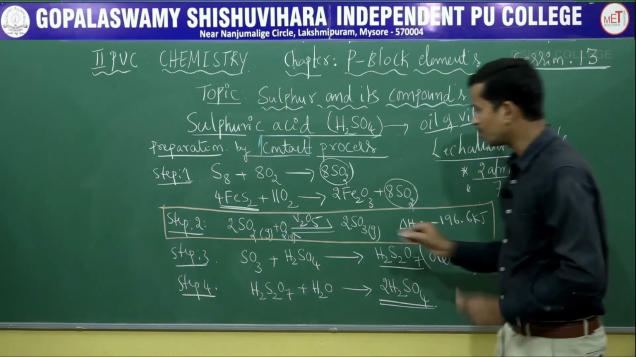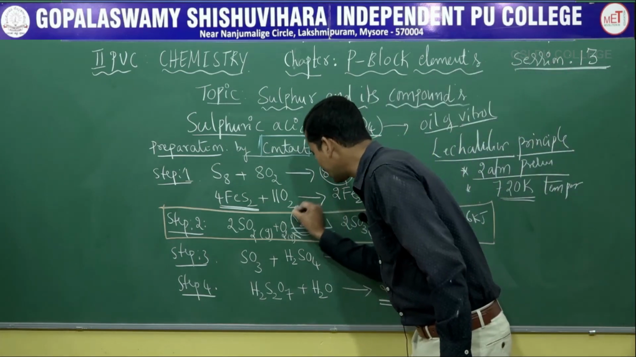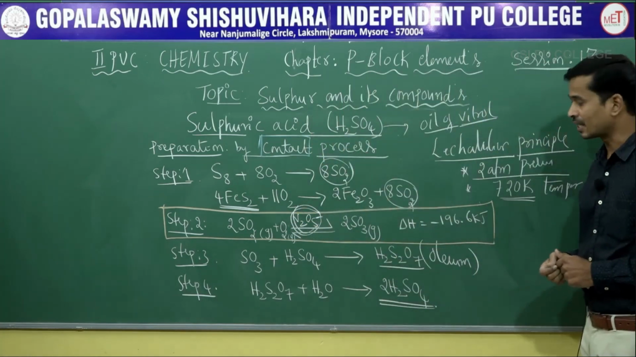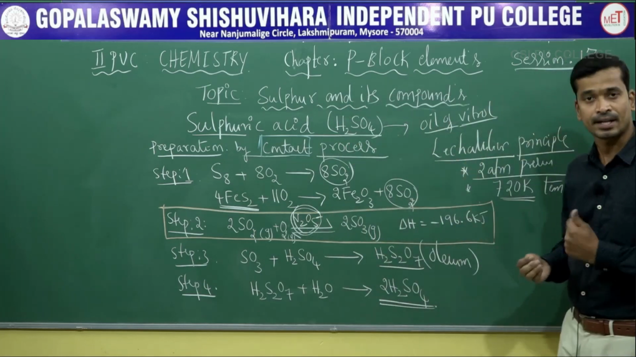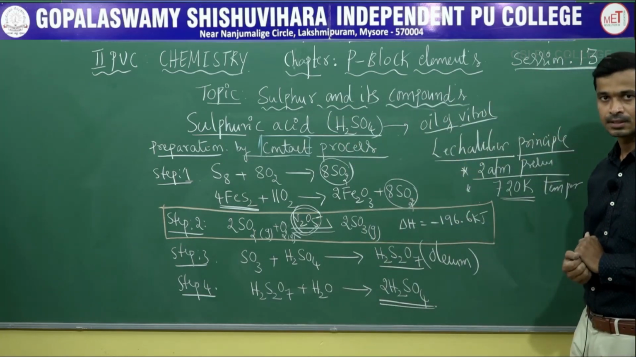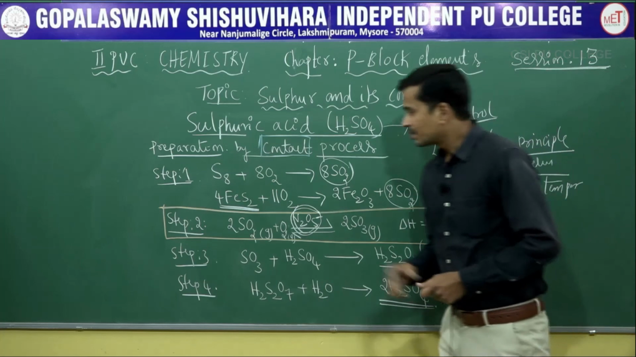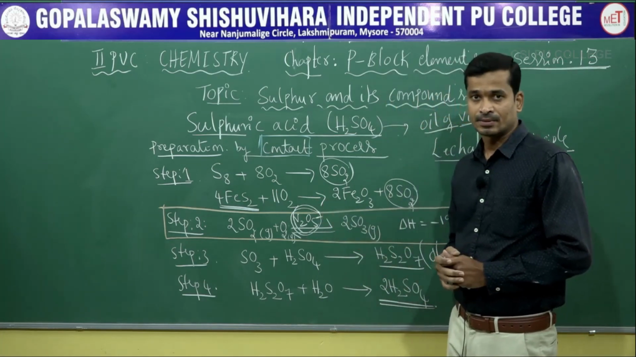And another important point: vanadium pentoxide V2O5 is used as a catalyst for the conversion of sulfur dioxide to sulfur trioxide. Clear? And you must have heard about arsenic impurity.